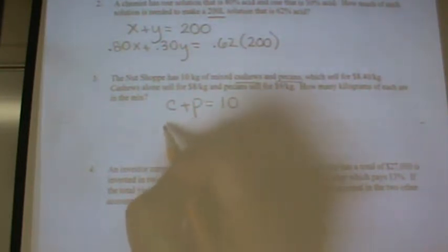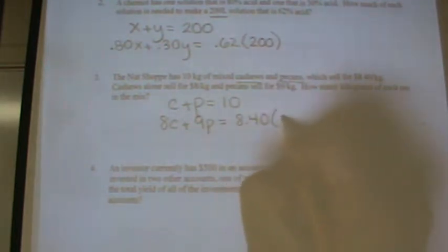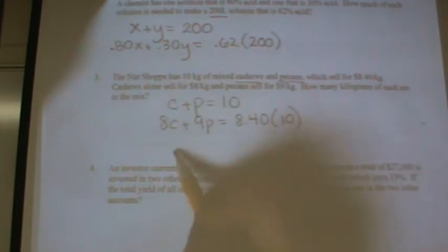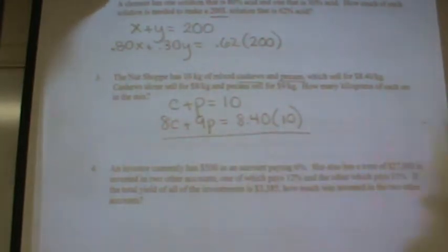Yep. And then 8C plus 9P equals what? 8.4 times 10. That's the total cost. If you bought 10 kilograms at $8.40, it'd be $84. Are you getting this? Okay, good. Now go to the last story problem.